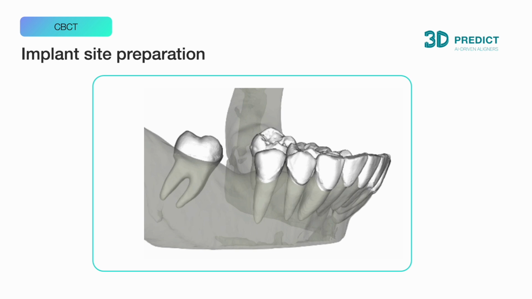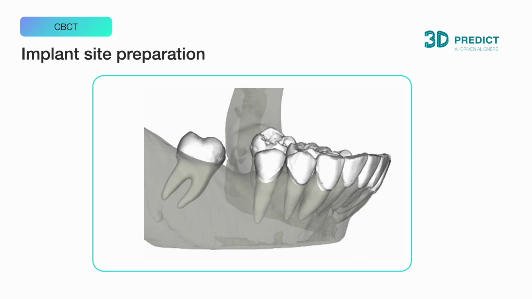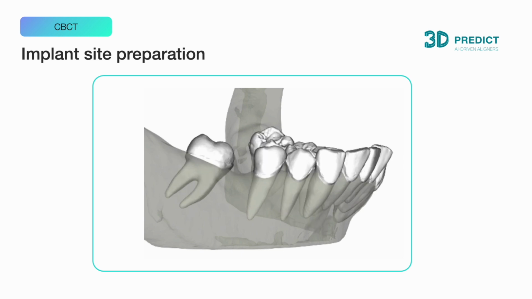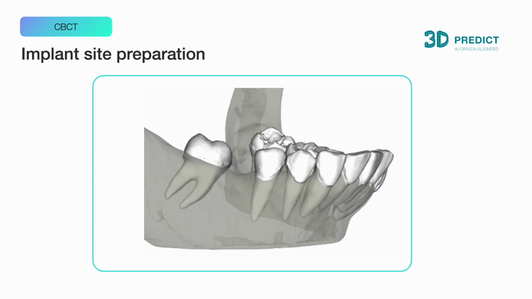In this case, we can make space for the implant, create root parallelism, and save that second molar's precious dental tissue. This particular case took only 4 months to achieve this result.